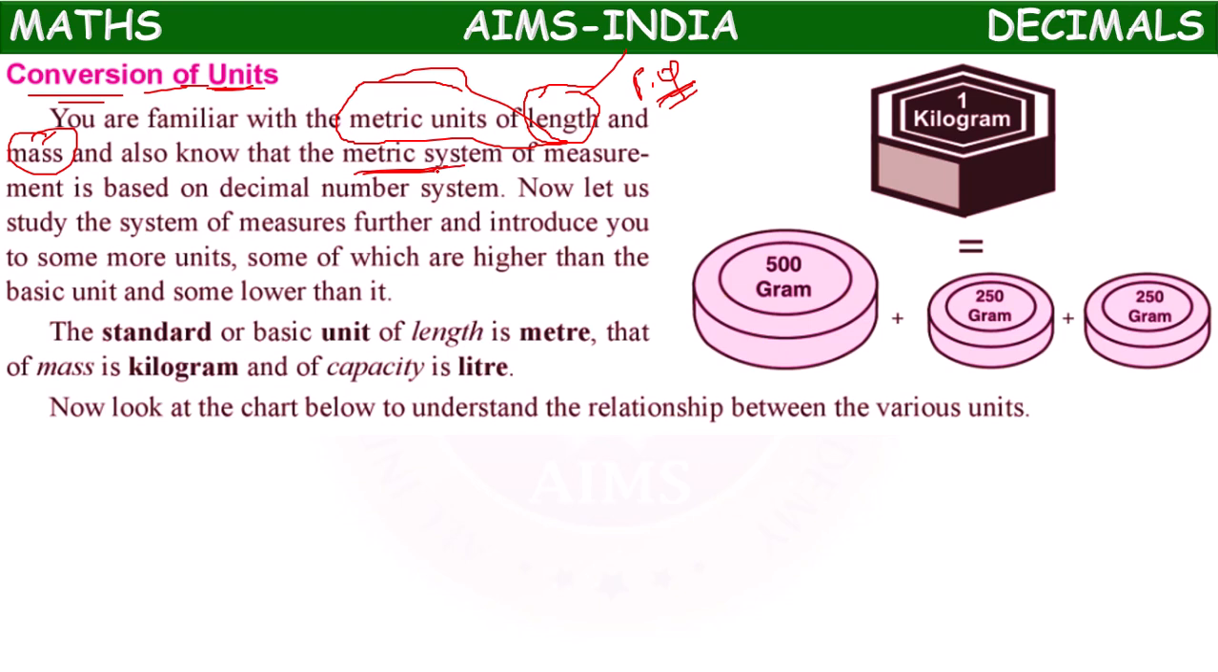So in the metric system or in the MKS system, which is based on the decimal number system, we already learnt about these units of length, mass, time, etc. Now let's learn more about these units in this video. We have some physical quantities like length, whose standard unit is meter. Length is a quantity which can be measured with the help of an instrument like a ruler or tape.